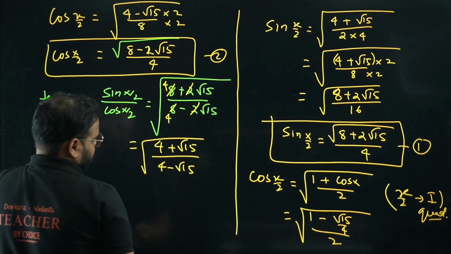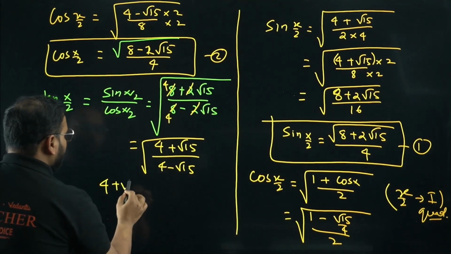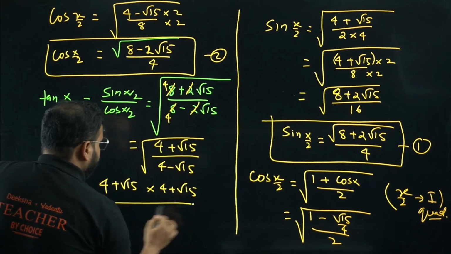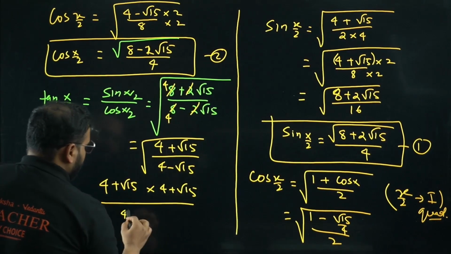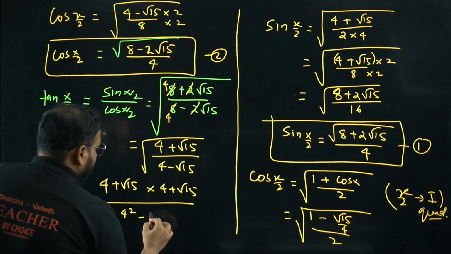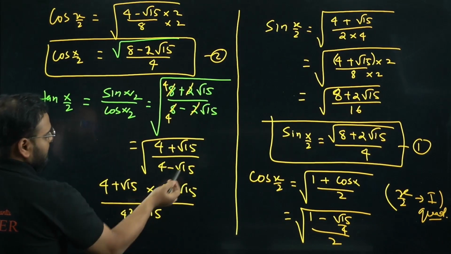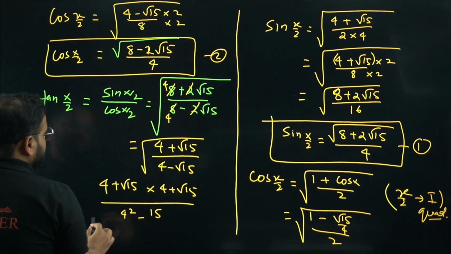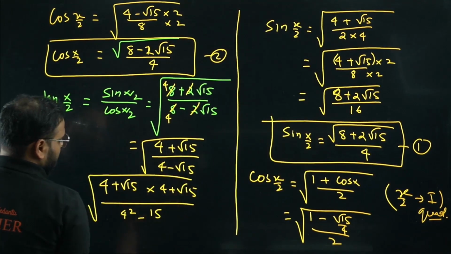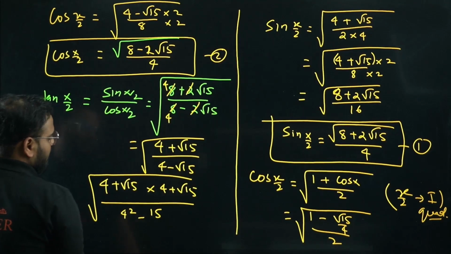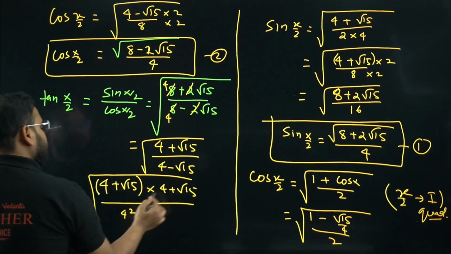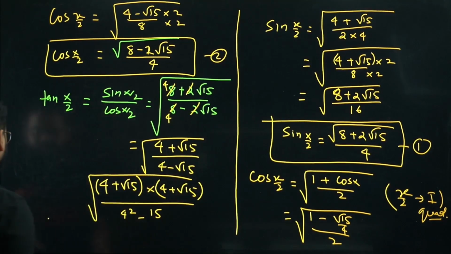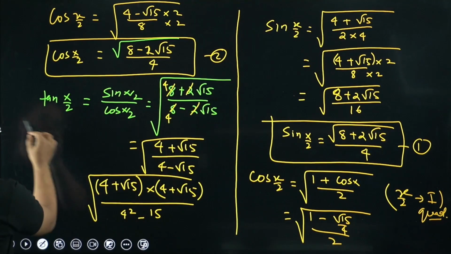Chaliye, let's rationalize it. I can get here 4 plus root 15 into 4 plus root 15 divided by 4 square minus root 15 square, which will be simply 15, okay. If you take the square of this, it will become 15 only, no? What I'm getting now? So I'll have the result finally as, check this out, there's a root over here, and 16 minus 15 is 1 only. So the answer will be simply the whole square root. So I'll get tan x by 2 over here, I can write, please check.